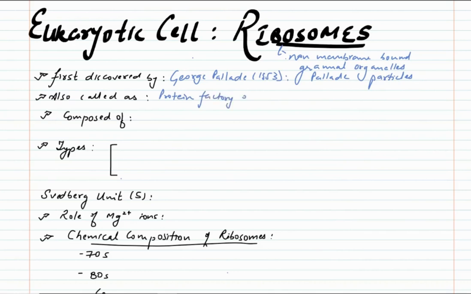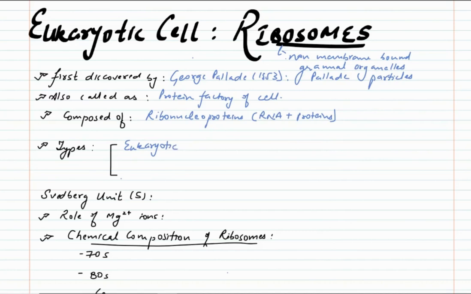Ribosomes are also known as protein factory of the cell because the function of protein synthesis is carried out by ribosomes. Ribosomes are mainly composed of ribonucleoproteins, which means they are made up of RNA and proteins.